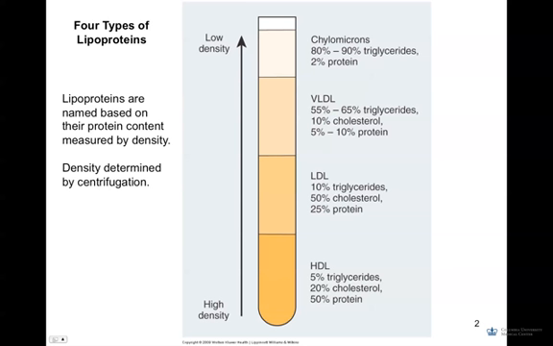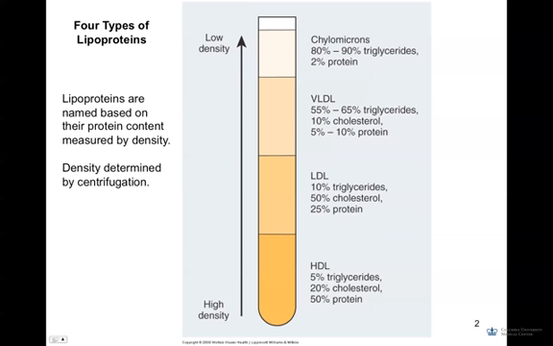So the more protein that is integrated into the structure of the lipoprotein, the higher in density this lipoprotein will be. And so you see chylomicrons are the least dense, they have very little protein, and they are really mostly triglycerides. The VLDLs, very low density, they have a little more protein, and a little more cholesterol compared to the chylomicrons, but still mostly triglycerides.